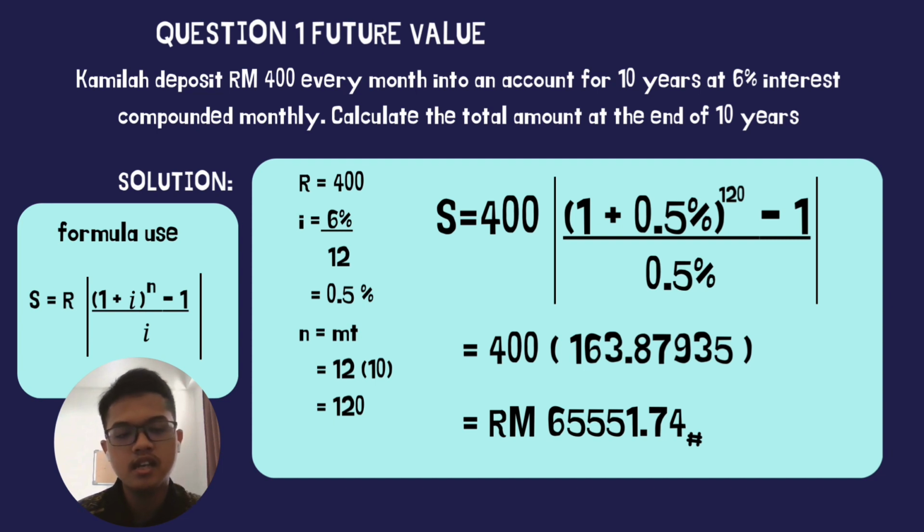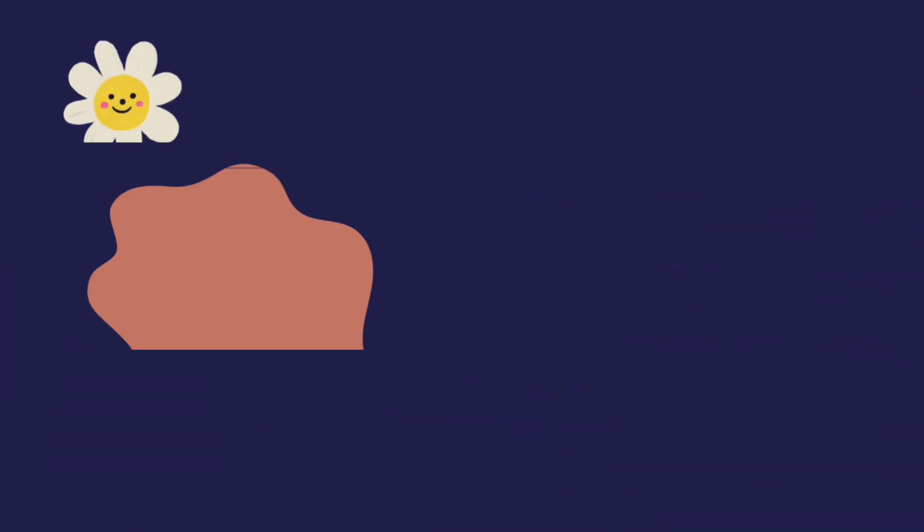With these values, we include them in the formula, and we get S equals 400 multiplied by (1 plus 0.5%) to the power 120 minus 1, divided by 0.5%. First, we need to solve the number inside the brackets, and we will get 163.87935 multiplied by 400, and the answer we will get is RM 65551.74. Now, my friend will continue with the present value.